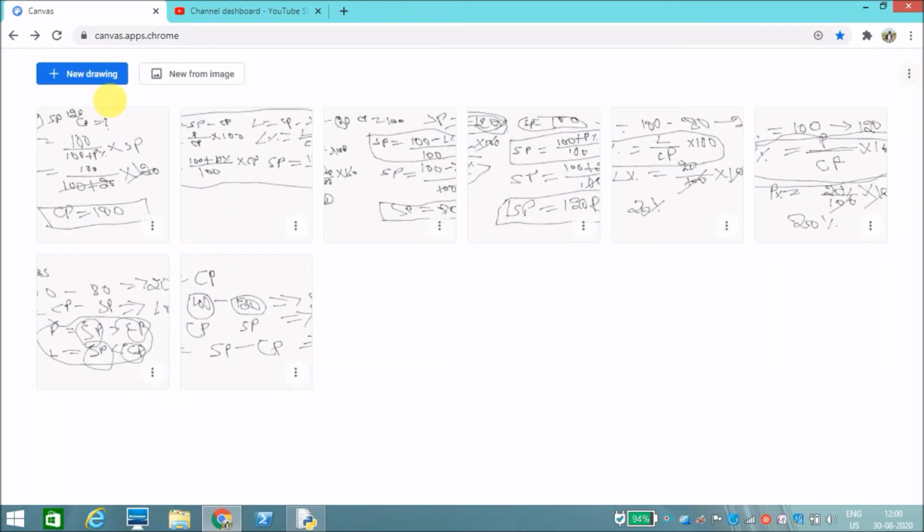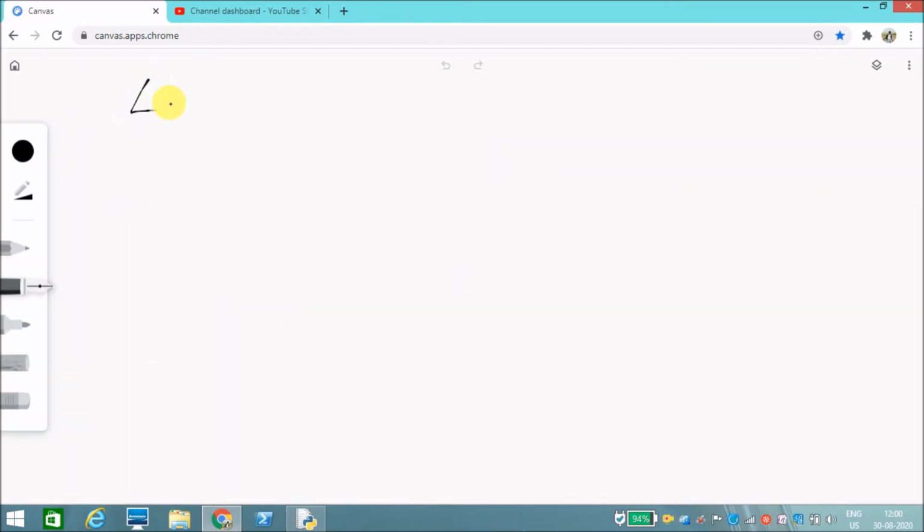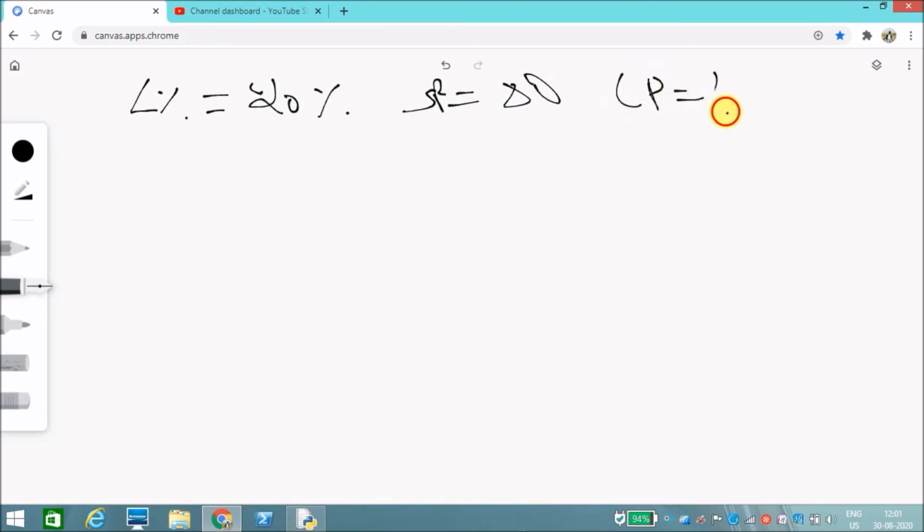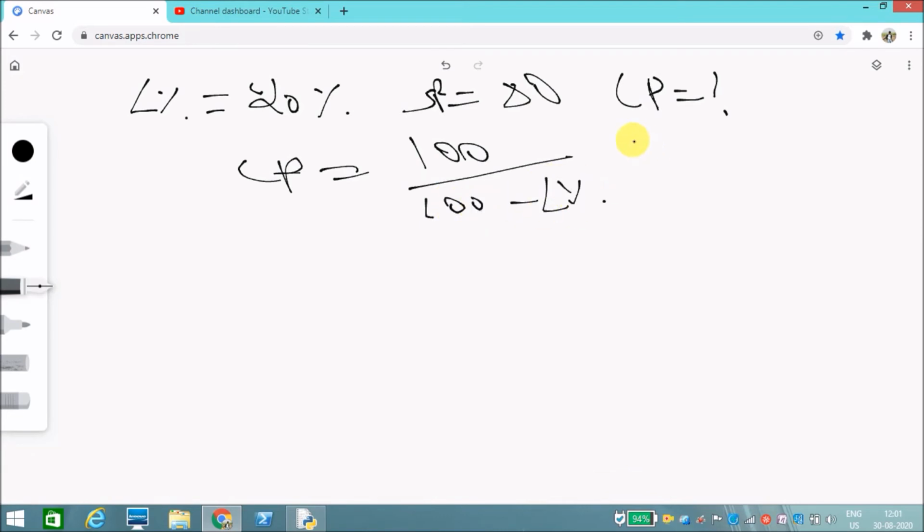So we will see when they give loss percentage. For example, they give loss percentage 20% and selling price is equal to 80, and they ask you to find the cost price. Then cost price is equal to 100 divided by 100 minus loss percentage into selling price. Okay, what is that?